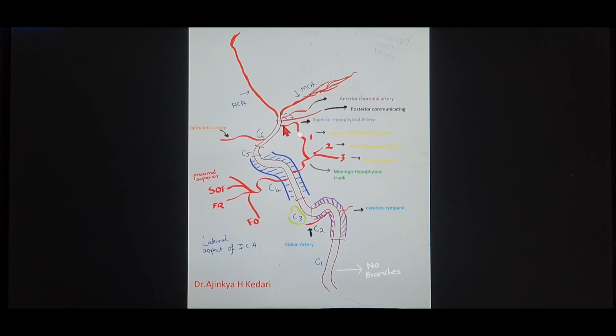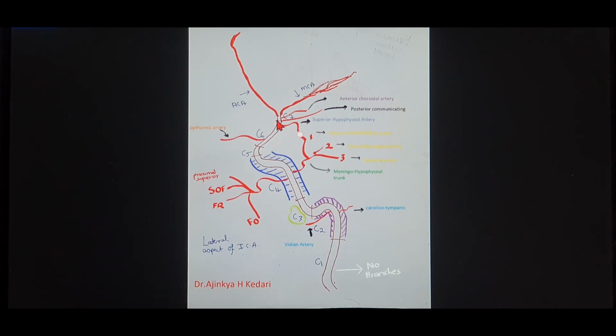And the second one is the superior hypophyseal artery. The superior hypophyseal artery supplies the anterior part of the pituitary gland, the hypothalamus, and the optic chiasm as well. Okay, so it supplies the optic chiasm undersurface as well, and the anterior part of the pituitary gland. So these are the two branches from the C6.